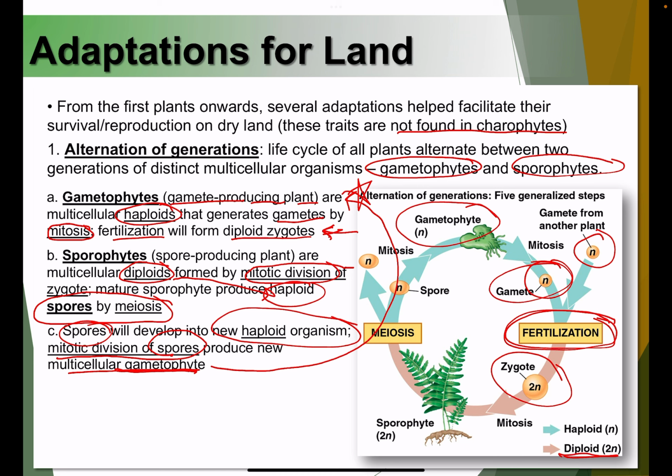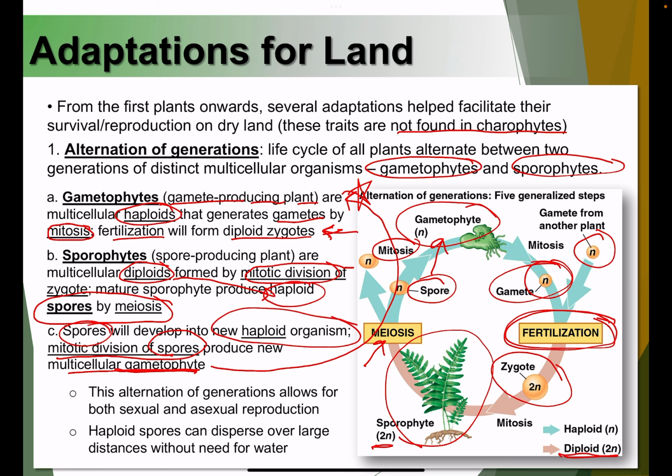And then third, the zygote will develop into a multicellular diploid sporophyte, also diploid. Fourth, the sporophyte will produce unicellular haploid spores by meiosis. And fifth, those spores will then develop into multicellular haploid gametophytes, that will repeat the cycle all over again. And they just have to do it through mitosis.